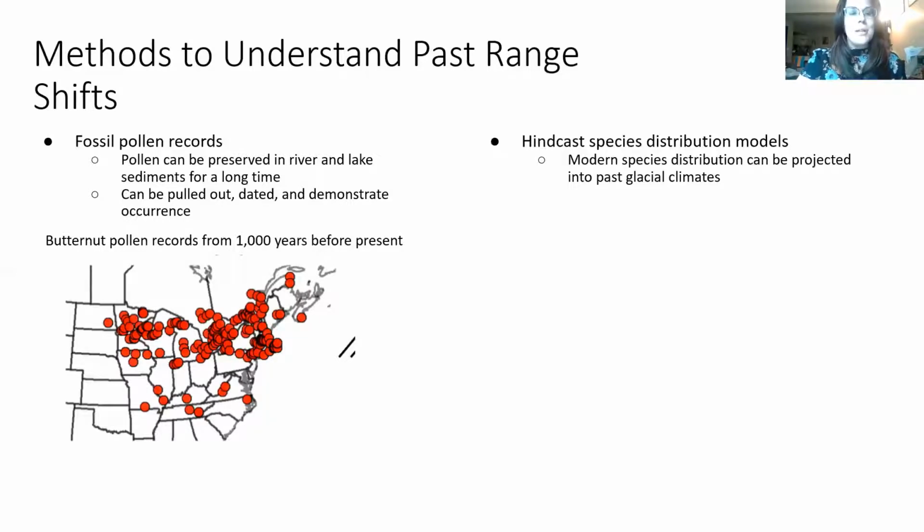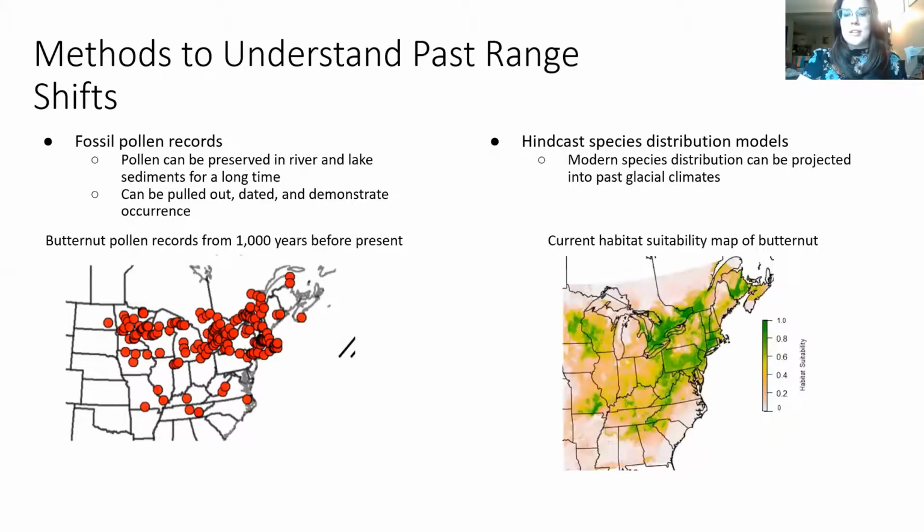Also, we can take what we know about modern species distribution. You can see I've modeled habitat suitability for butternut in the modern era, and then we can push this into past climate conditions, knowing what we know about the past and what climate would have been like during different periods.